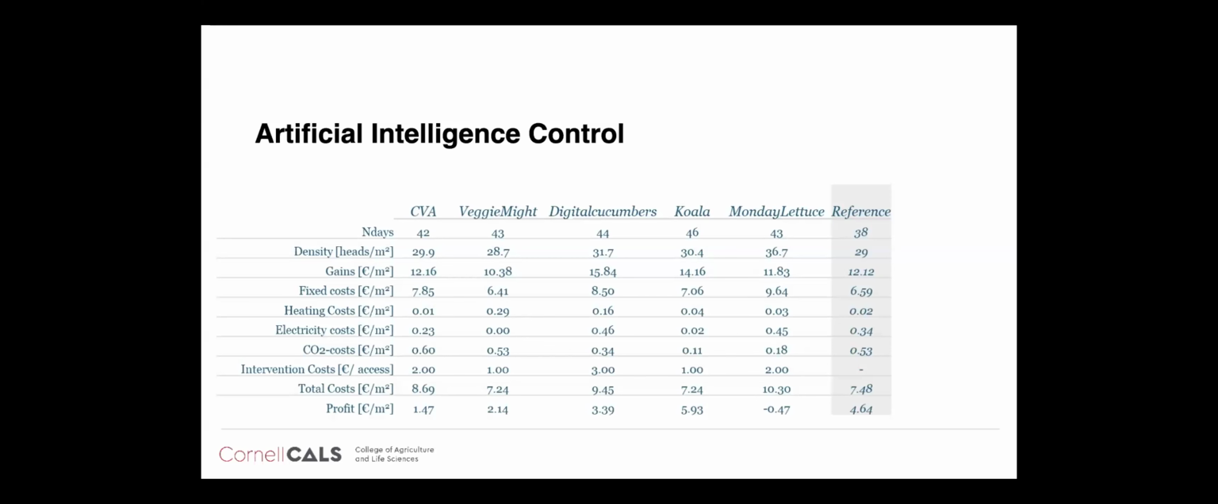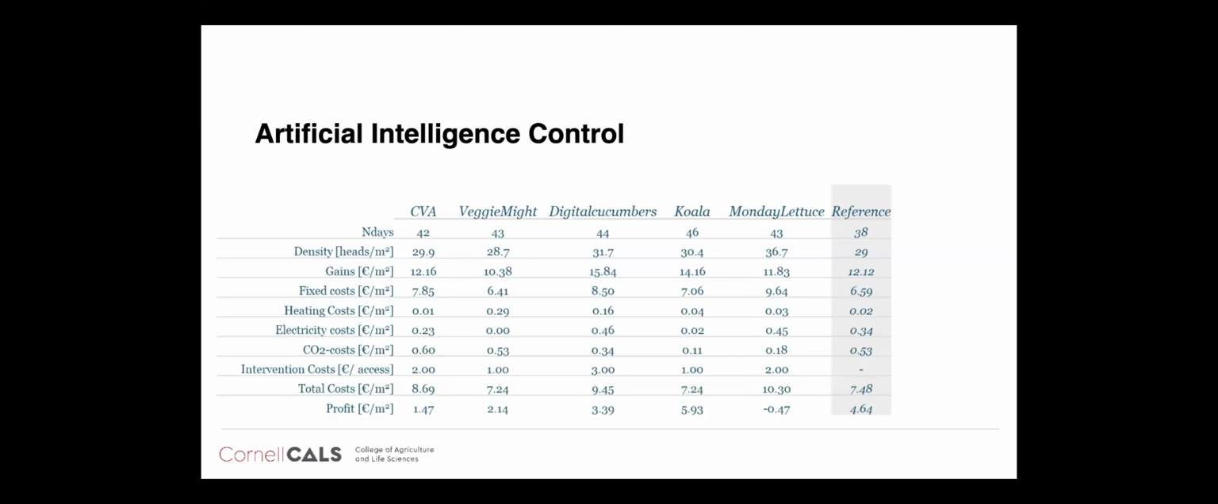So the reference was a human grower, and they measured the performance based on the profit at the bottom. We were on Team Koala, and we can see that our profit was the highest of the groups, even exceeding the reference grower. That was the algorithm that they controlled.